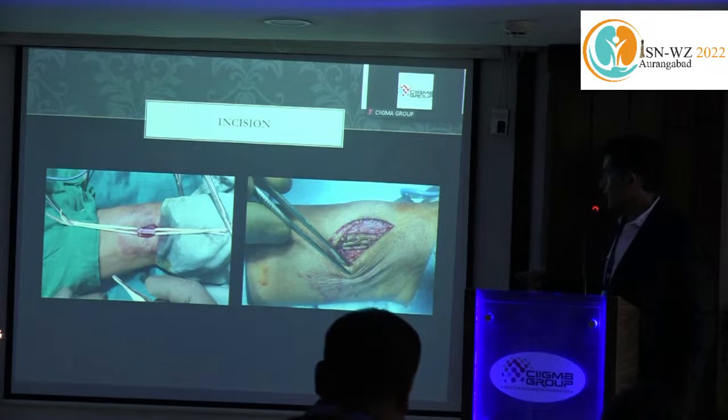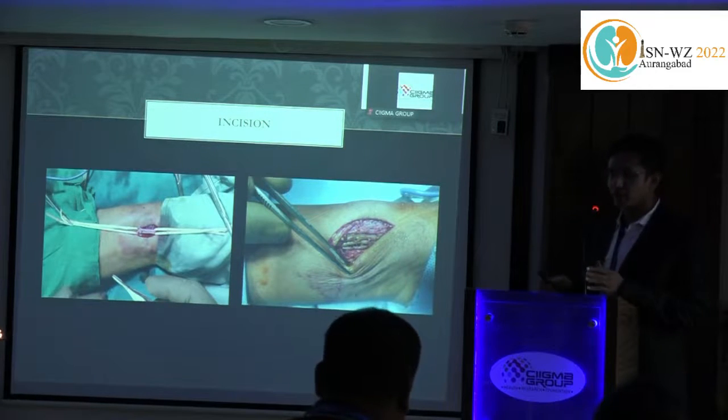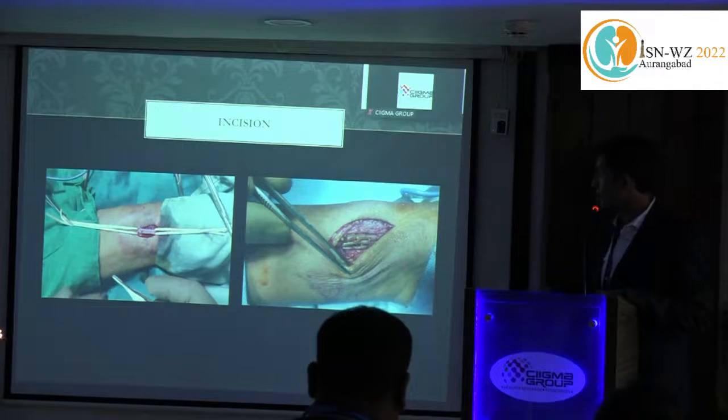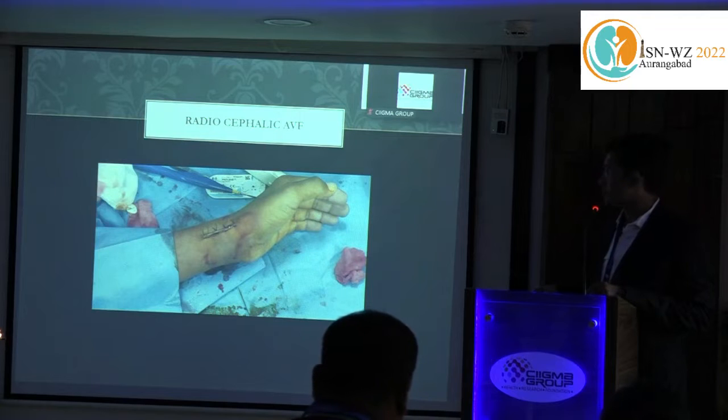So what we have created here is a side-to-side AV fistula. This is small. As we started doing this fistula more and more frequently, our incision is automatically becoming smaller. And these are hardly 3 or 4 sutures.